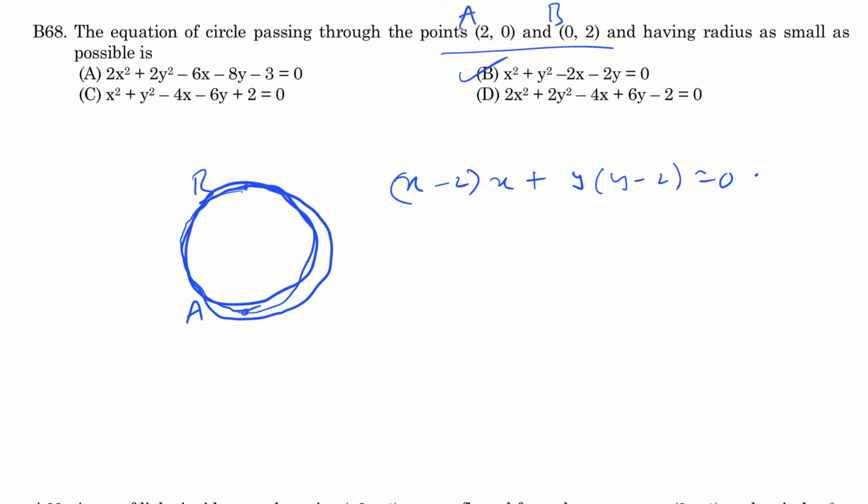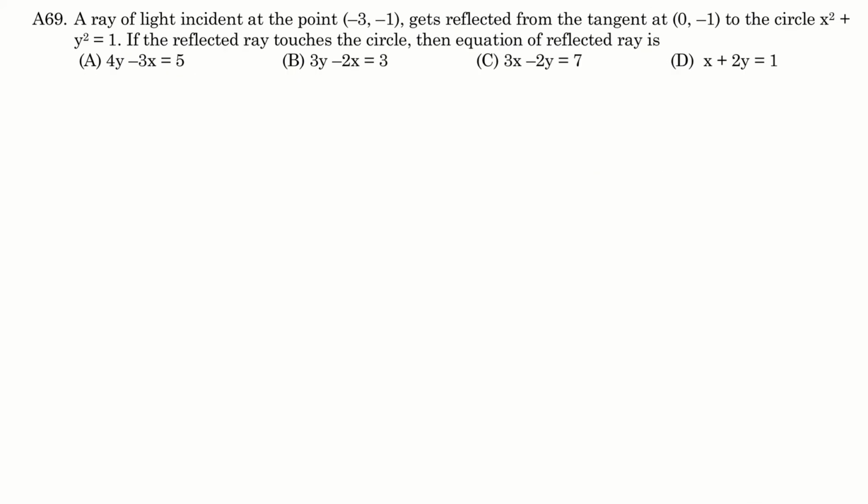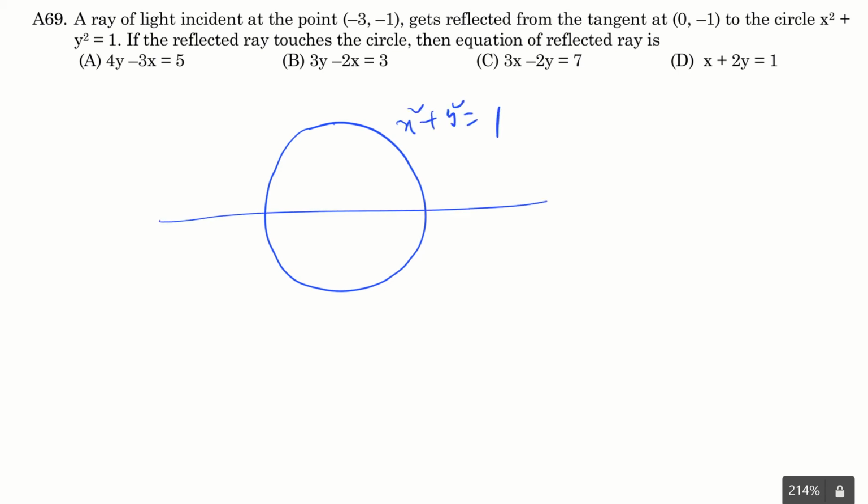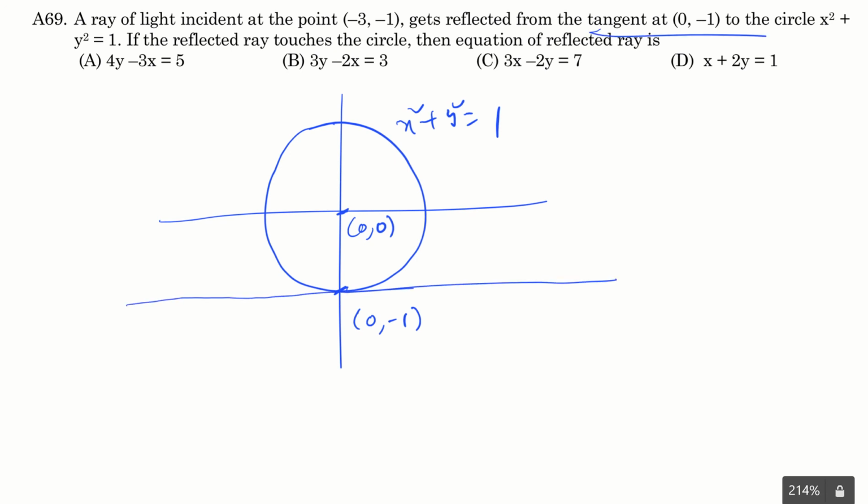Let us see next problem. See, in this problem you have this circle x square plus y square is equal to 1. So we know that it is a circle having center as the origin and radius 1 unit. This point is 0 comma minus 1. Now he is talking about the tangent at that point. So obviously that is the tangent at that point.